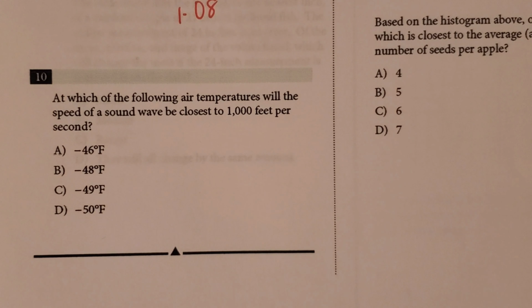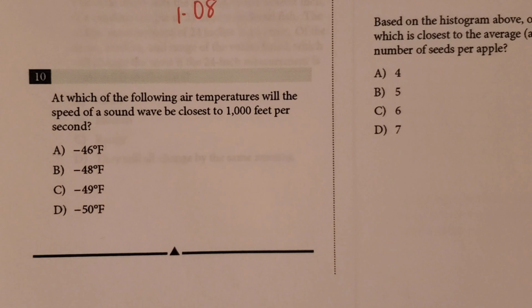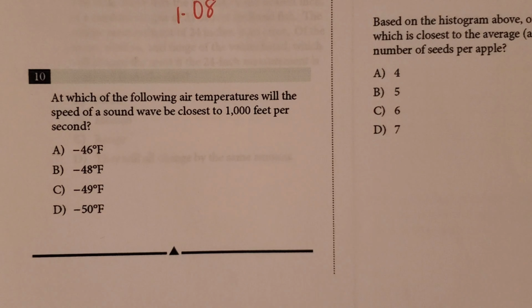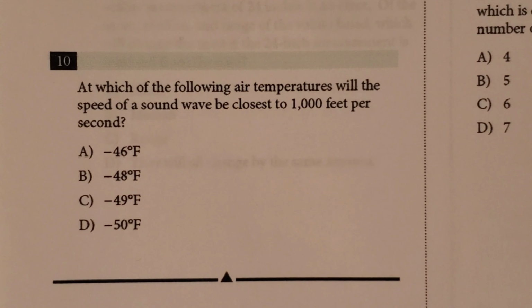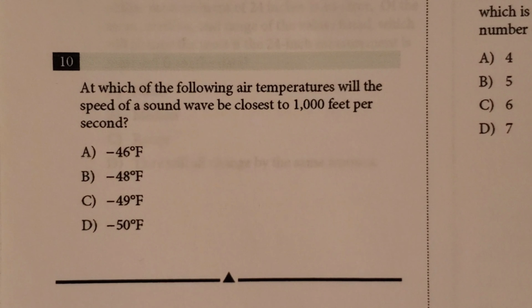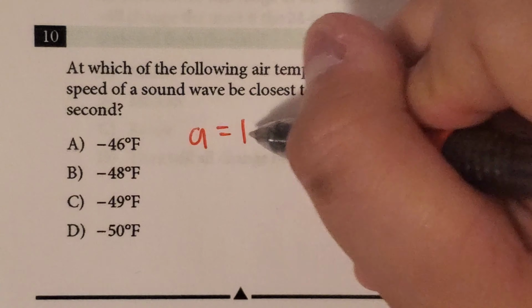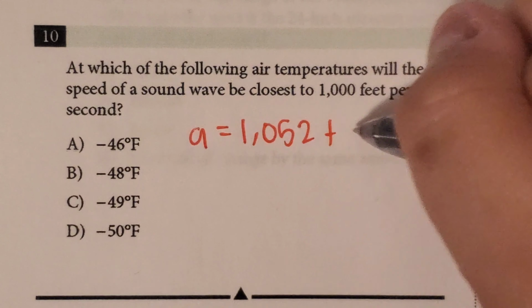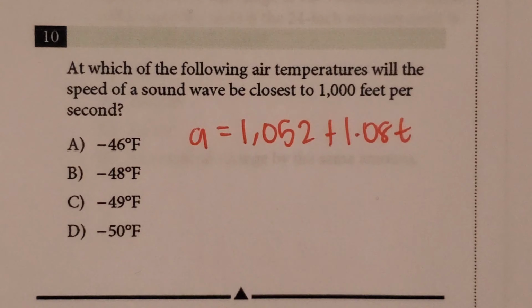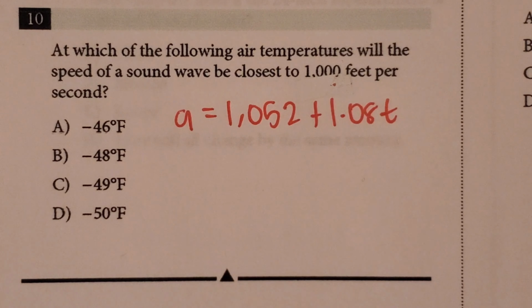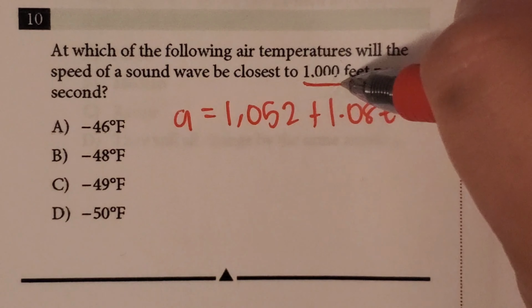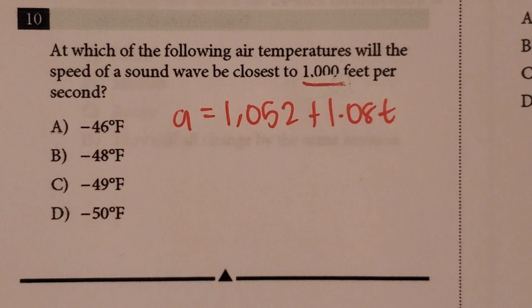Moving on to our last question, question 10. It reads, at which of the following air temperatures will the speed of a sound wave be closest to 1000 feet per second? To answer this question, we first need to take our original formula, which is A equals 1052 plus 1.08t. And based on the question, our A value is 1000. Then we're going to substitute 1000 for A.